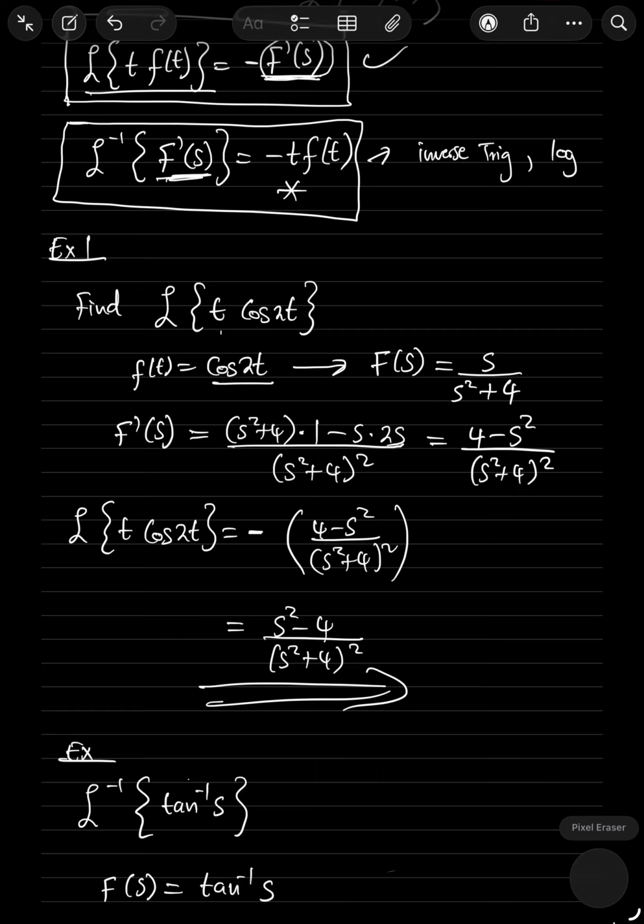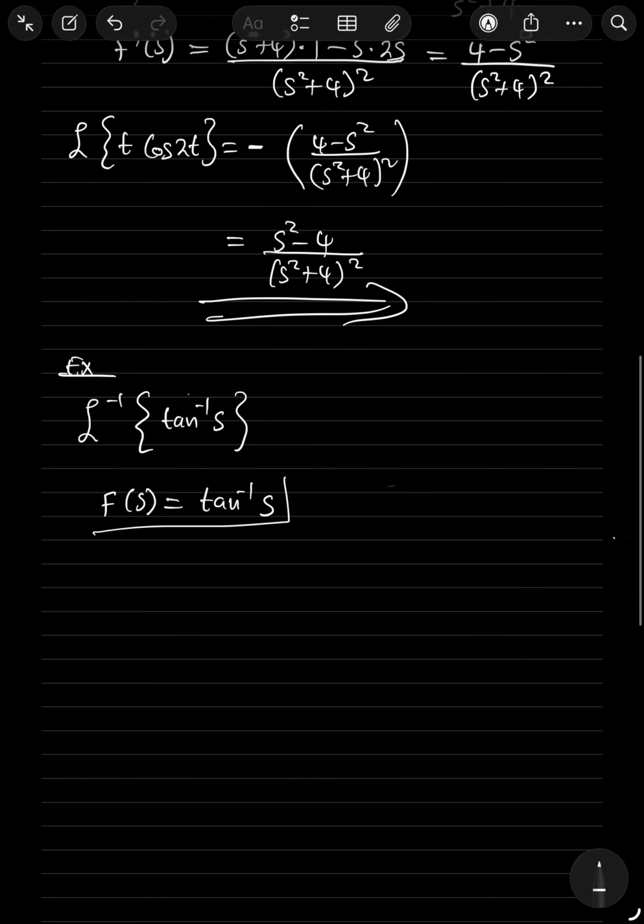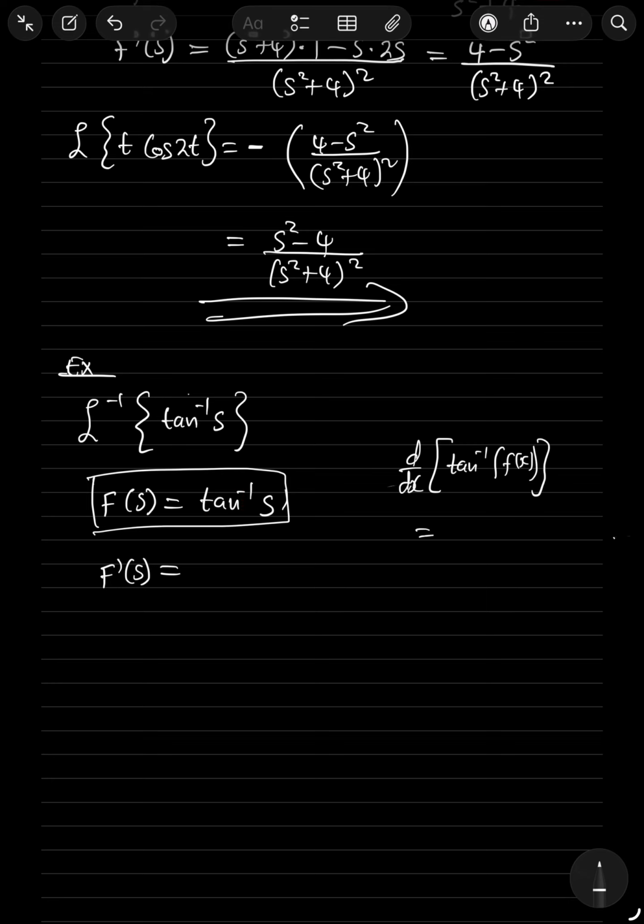And then remember, with this formula, you need to find the derivative of f of s, not just f of s. So we need to find the derivative of this, right? So f dash s is going to be, when you find the derivative of tan inverse of f of s, you remember that this is equal to f dash of s over 1 plus f of s squared, right? So you use the same principle here. This is going to be 1 over s squared plus 1, right?